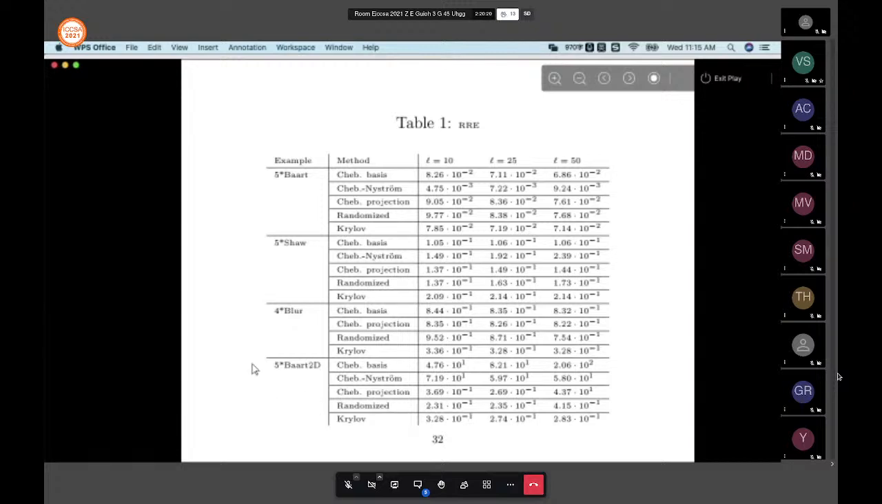This is because for the previous two 1D problems, the singular values decrease very rapidly, so the problem has only a few significant singular values. But for the Blur problem, the singular values decrease slowly, and it has more significant singular values. On this type of problem, we found that random methods and Chebyshev methods don't work so well.